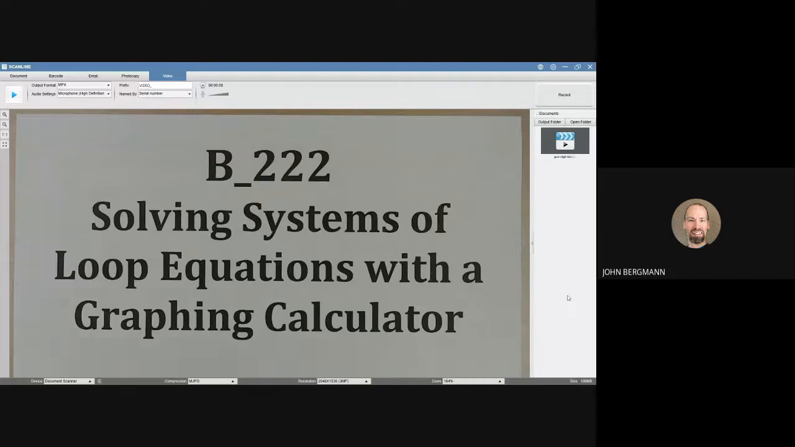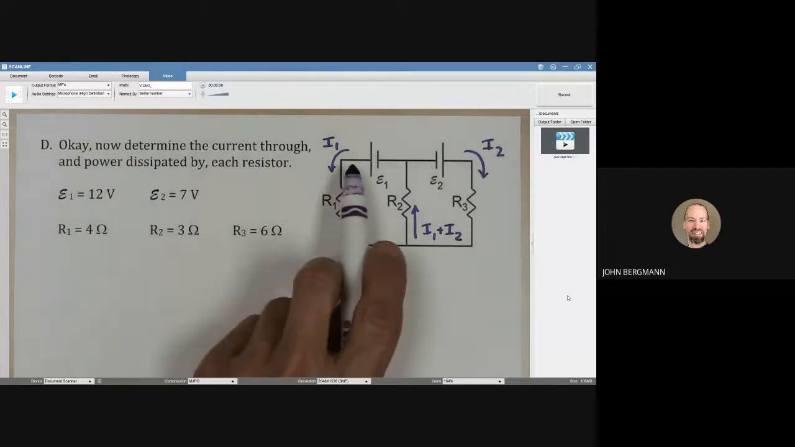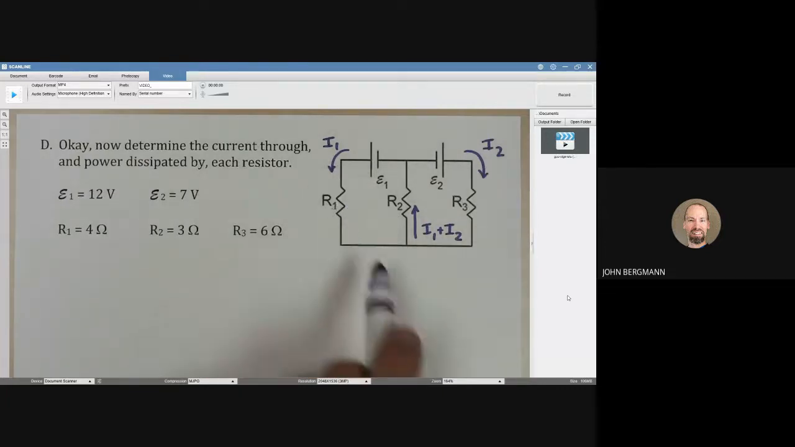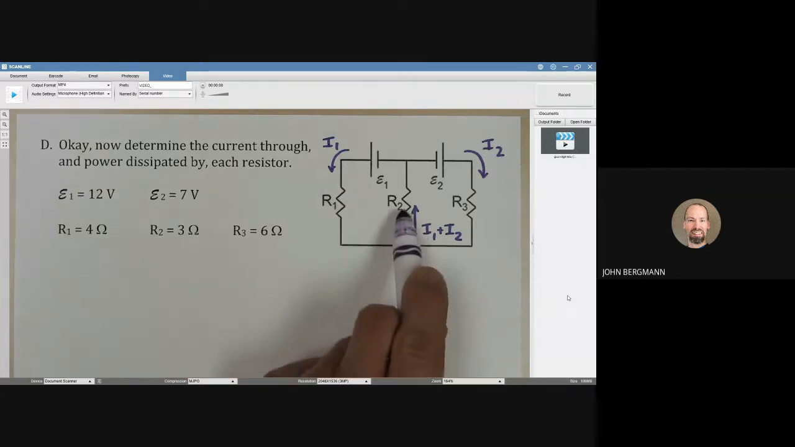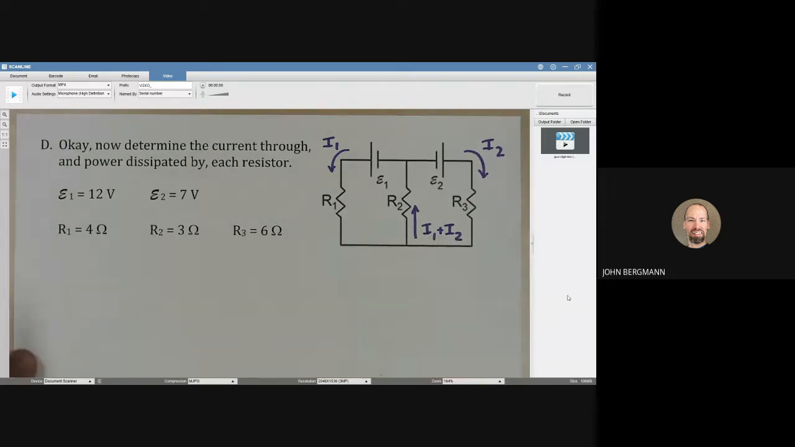Solving systems of loop equations with a graphing calculator. When we left off in the previous video, this was where we stood. We had guessed that there were several unknown currents here, and logically we figured out that the current going through this R2 would be numerically equal to I1 plus I2. So let's write some loop equations.